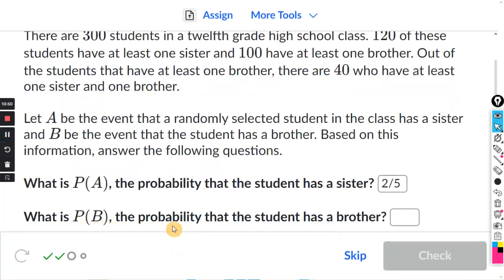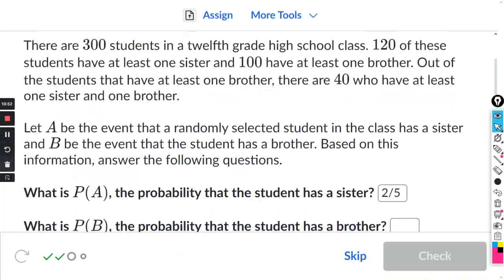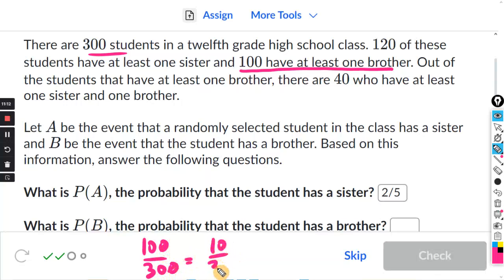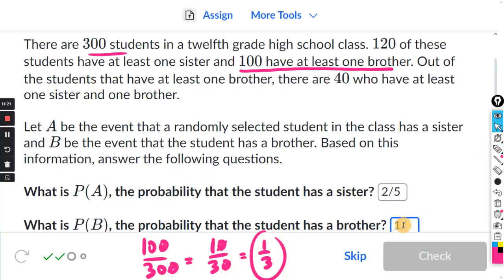What is the probability that the student has a brother? All right, let's see. How many have a brother? 100 have at least one brother, and that's out of 300. All right, so that's going to be 100 out of 300. And divided by 10, top and bottom, if you just cancel the 0, that's going to be 10 out of 30. And divided by 10 again, that's going to be 1/3. So the probability of B is 1/3.